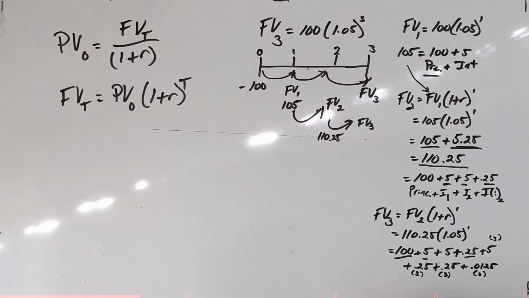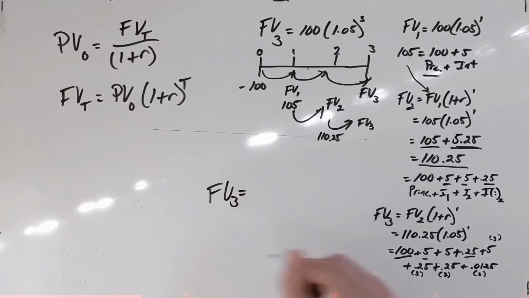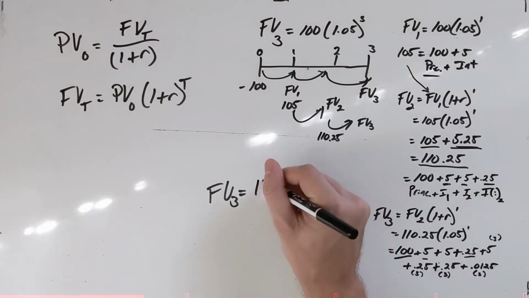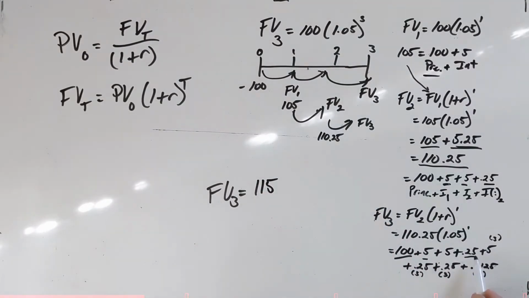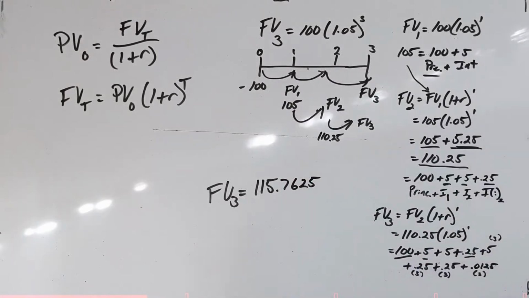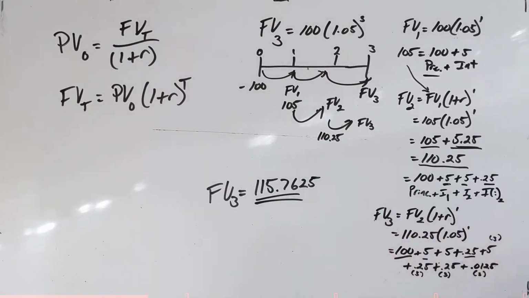And if we add all this together, and I ran out of room, so let's say future value in year 3 ends up being 100, 5, 10, 15. Okay, so 115. Then we're going to get 25, 50, 75, 76.25. So 115.7625, and this is how much money we would have at the end of the third year.